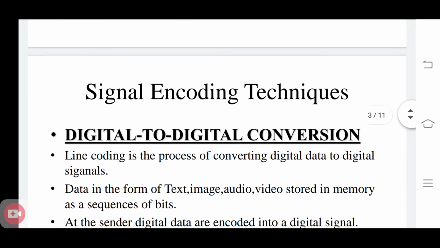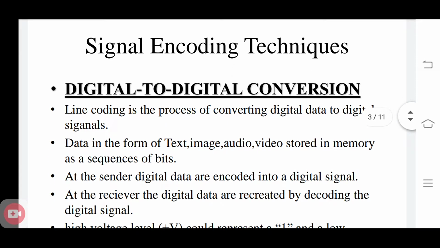Next, we can study different signal encoding techniques. First, we have digital to digital conversion. That is, digital data can be converted into a digital signal. The best method for digital to digital conversion is the line encoding mechanism, converting the digital data to a digital signal. This digital data is in the form of text, audio, video, image, etc. that may be stored in memory as a sequence of bits.